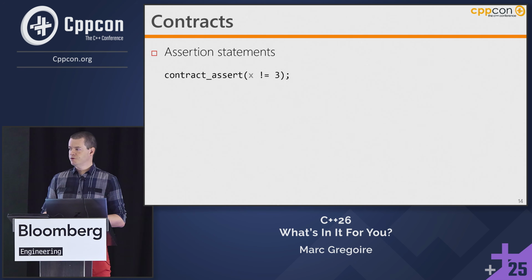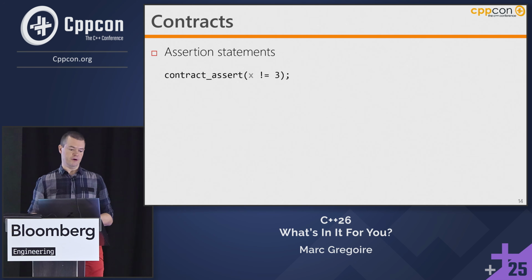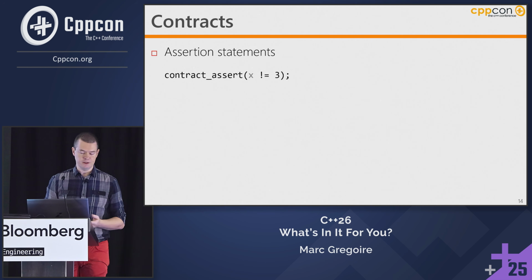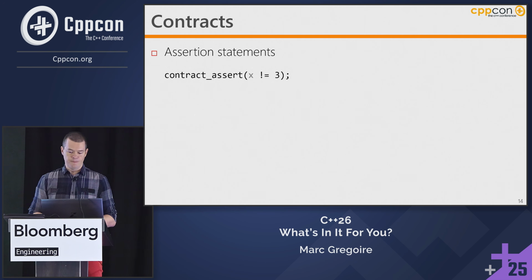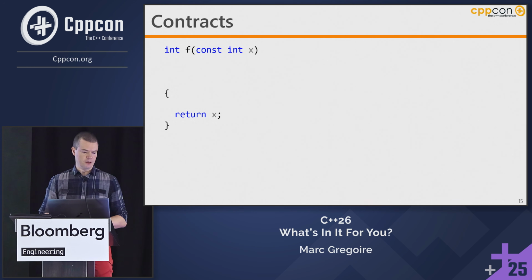The final kind of assertion are assertion statements, and these are assertions that you can put in the middle of your function when you want to assert anything. It's similar to the existing assert macro. Let's look at an example that combines everything.